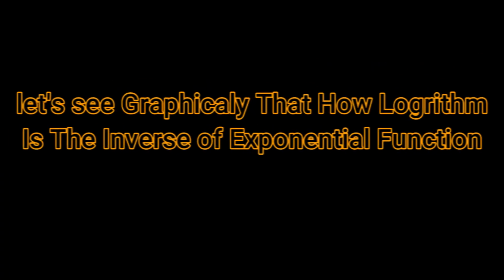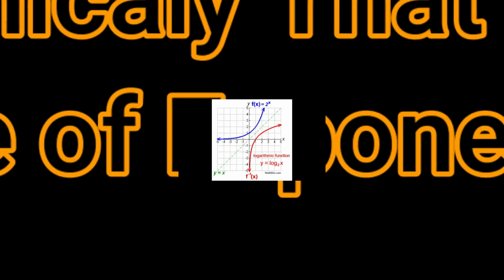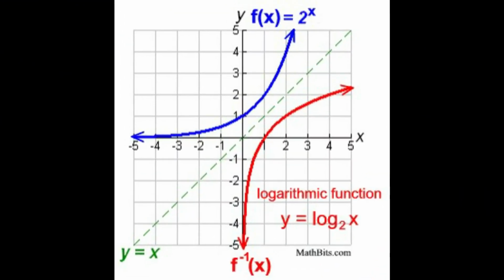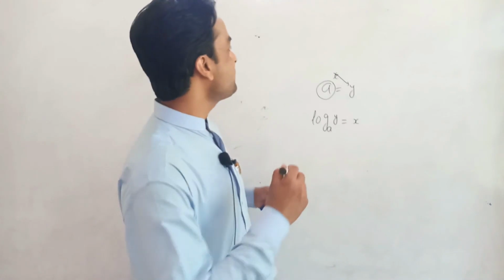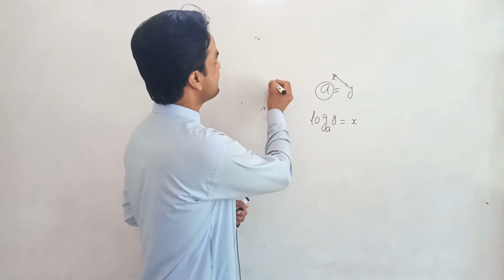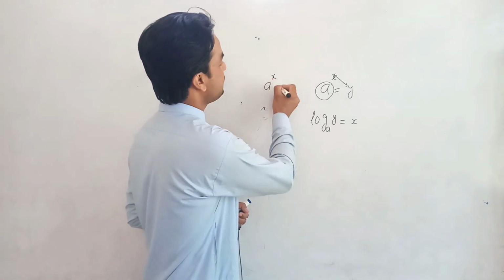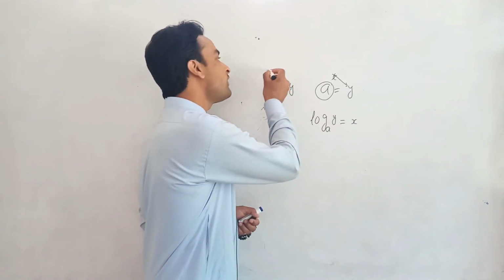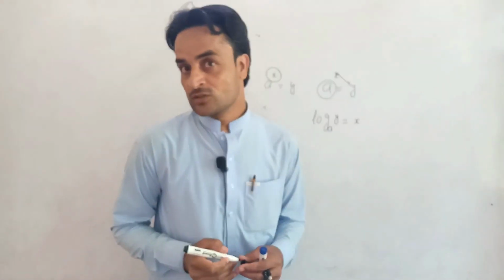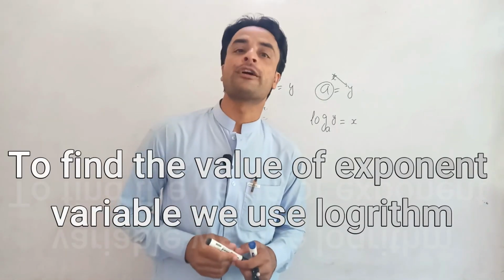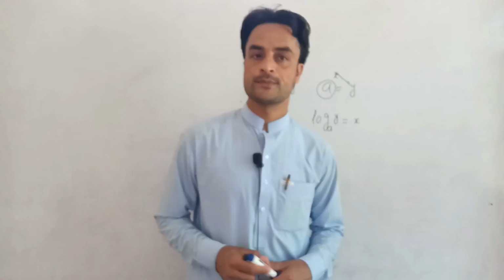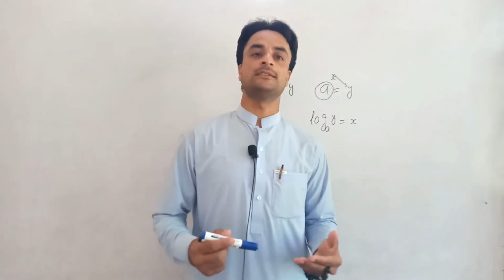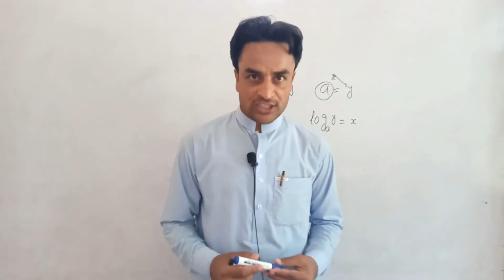Why do we use logarithm? We use logarithm because in some cases we have a problem that is a to the power x is equal to some number, and we are asked to find the value of this variable. We have no choice except logarithm. We will use logarithm to find this value, since logarithm is the inverse of the exponential form.